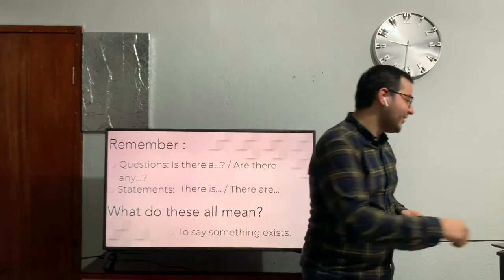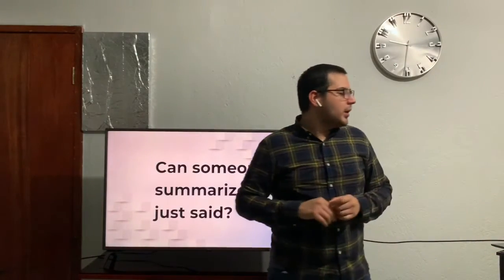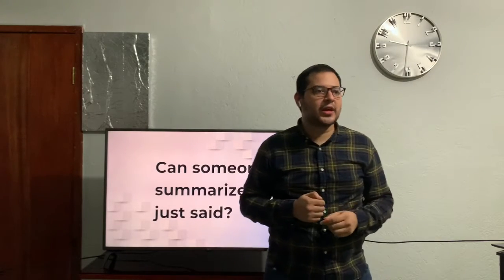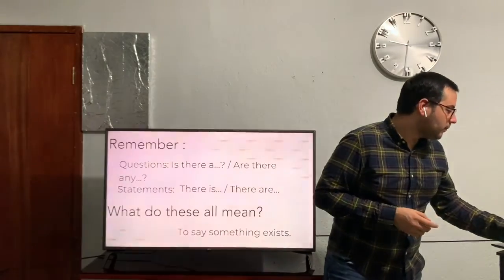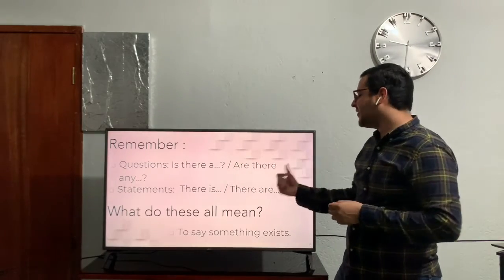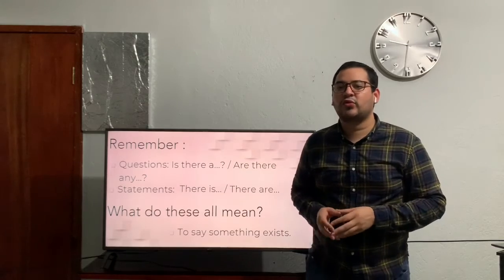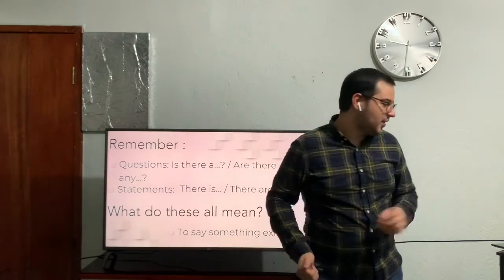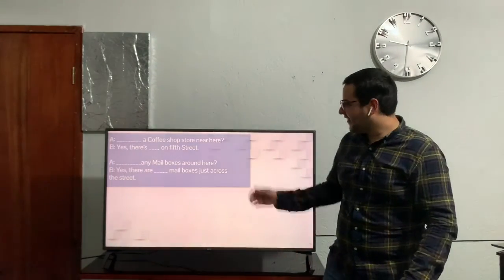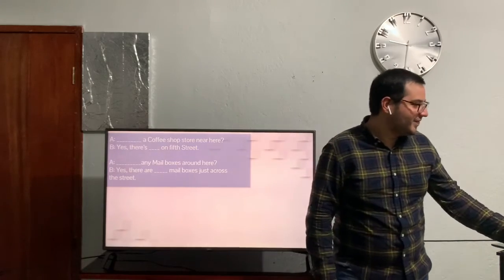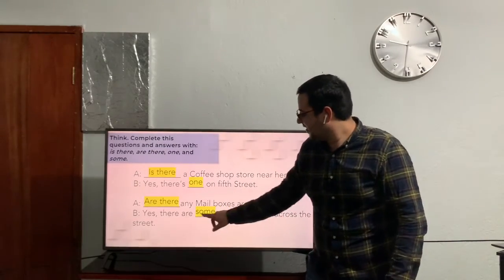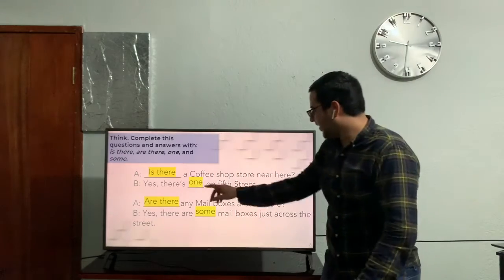Very good. Now, let's check. Can someone summarize what I've just said? Nice explanation. So, we need to remember always that we have the questions: is there a? Are there any? And the statements: there is, there are. And we use these examples to say something exists. All right. So, let's see these examples. Can you see it?